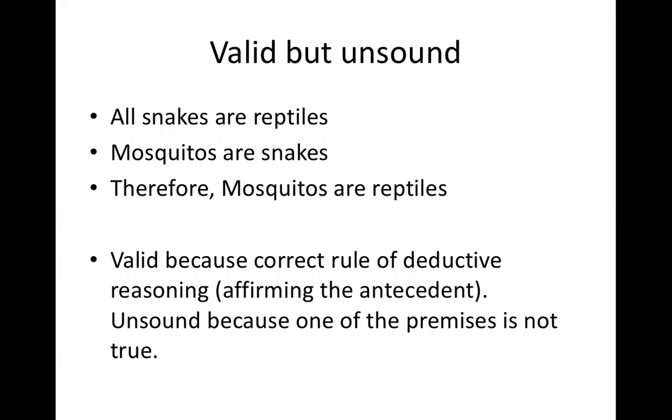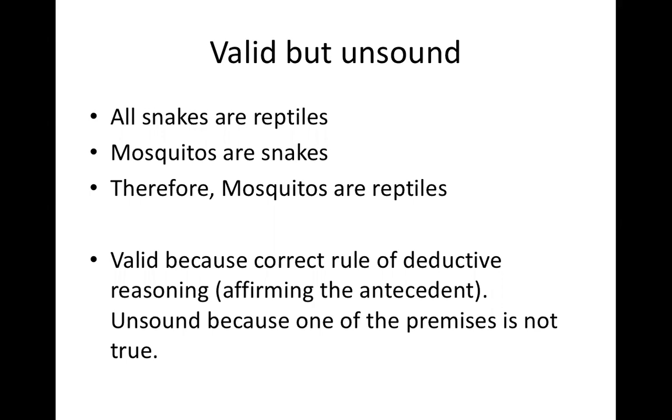Valid but unsound. All snakes are reptiles is correct. Mosquitoes are snakes is wrong. Therefore, mosquitoes are reptiles. Now, this is an argument that affirms the antecedent. It's a valid modus ponens. But the information in the argument is not correct. So although it's a valid modus ponens, the argument is not true. So we say it is valid but unsound.